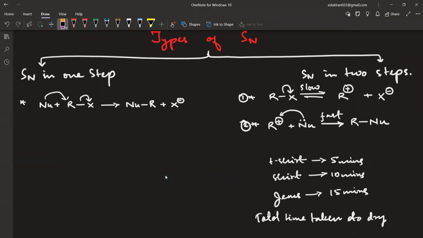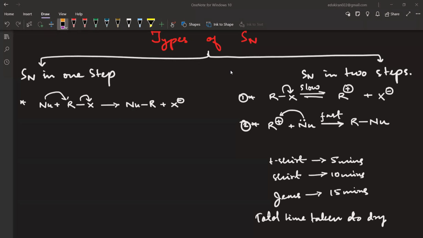Yes, sir. I did not understand it. What did you not understand? 5, 10, 15. I did not get it. So I'm saying that a t-shirt takes 5 minutes to dry, a shirt takes 10 minutes, jeans take 15 minutes. I'm asking what will be the total time taken to dry? 15 minutes. Okay, fine.